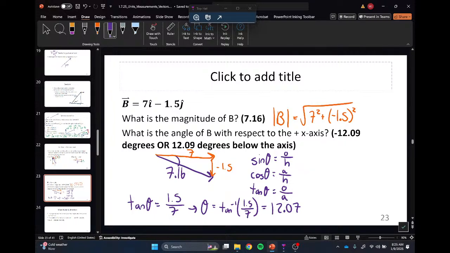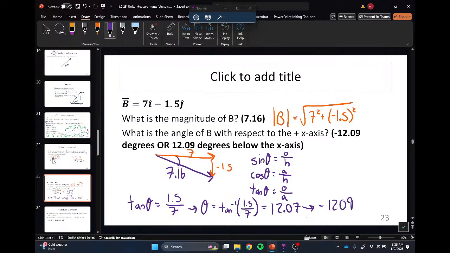This is going to be a really common trend in this class. When we get a final answer, sometimes we have to define the sign of it, positive or negative, based on the picture. The picture is invaluable. And so we realize, okay, this is not 12.07 up, it's 12.07 down. So either we put a negative sign in front of it, or you just put below the x-axis. Either of these is a correct statement. In my case, I'm just going to put the negative just to get us used to that.